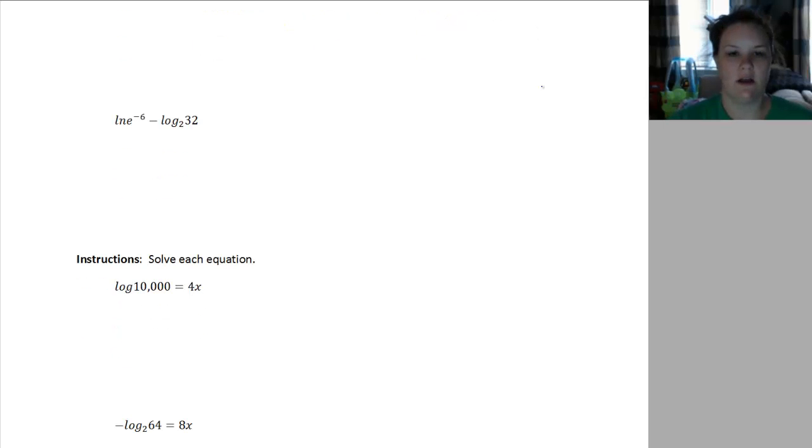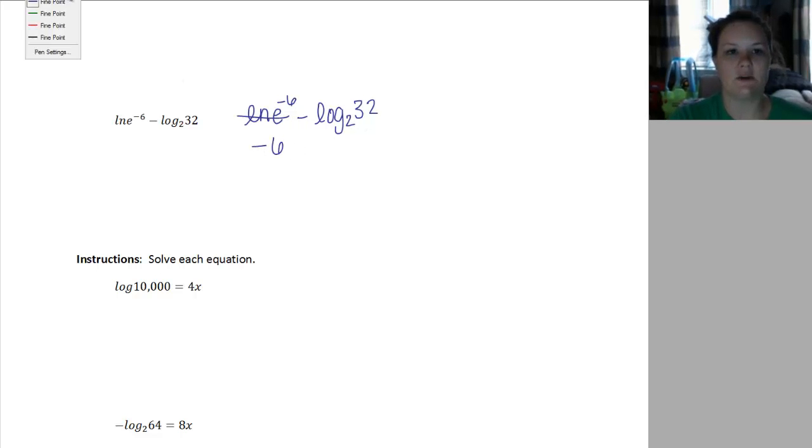Again, here's 2 terms. I simplify each term individually, and then see if I can simplify more. So the first one, I have ln of e to the 6th. Remember, ln and e are inverse functions, so those will cancel. On my first term, that just leaves me with -6.